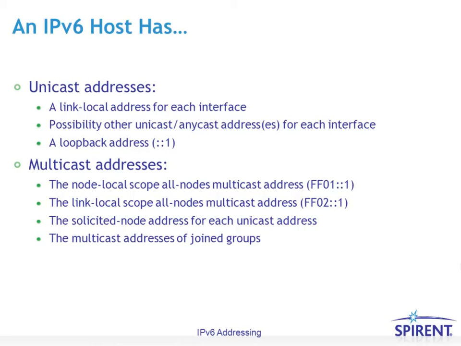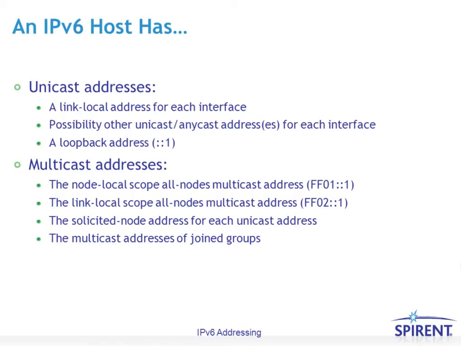So we've talked about the different types of addresses. How are they assigned to hosts, which is talked about on this slide, and to routers, which is talked about on the next? So what type of addresses does an IPv6 host have? Well, an IPv6 host has unicast addresses. There's a special type of address now called a link local address that it will assign automatically to each of its interfaces, and we'll talk more about that in part two of this series on IPv6 addressing. There are possibly other unicast and even anycast addresses that could be assigned to one or more interfaces on the device, and there's also the loopback address, which you're probably familiar with in IPv4, the 127.0.0.1, whereas with IPv6 it's just all zeros ending in 1, or ::1.